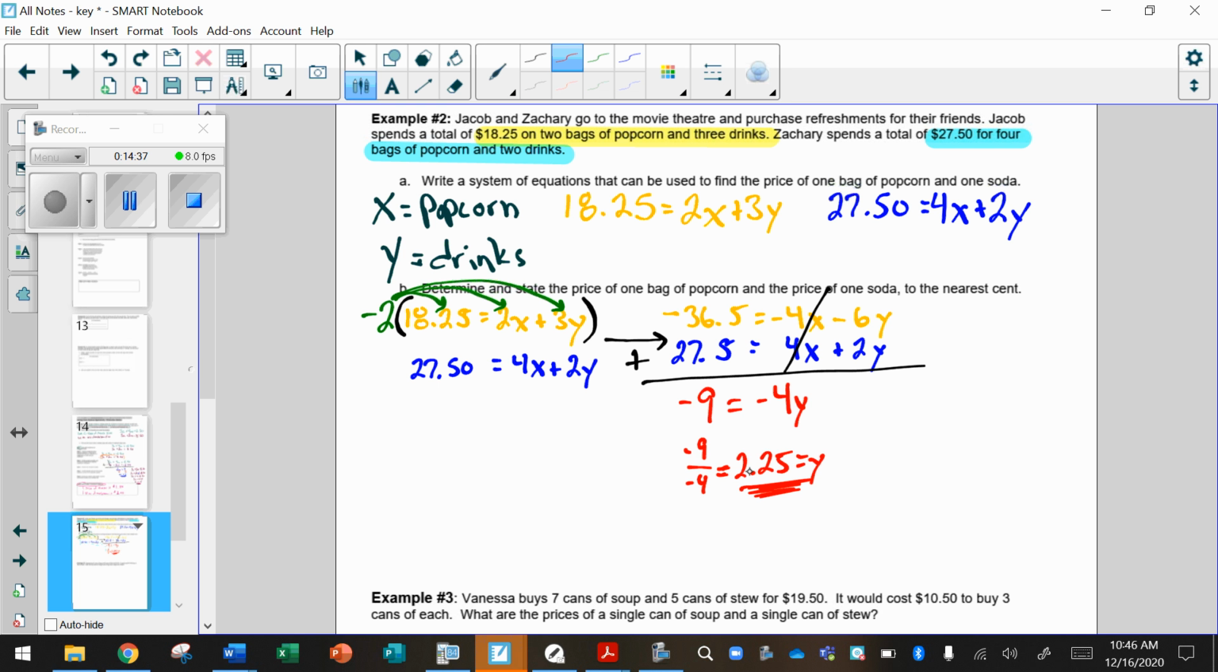And it's okay to have decimals. We're talking about going to a movie theater and paying for drinks and popcorn. So prices are not always rounded to the nearest dollar. We have pennies and decimals. So it's okay. That is the price of our drinks.